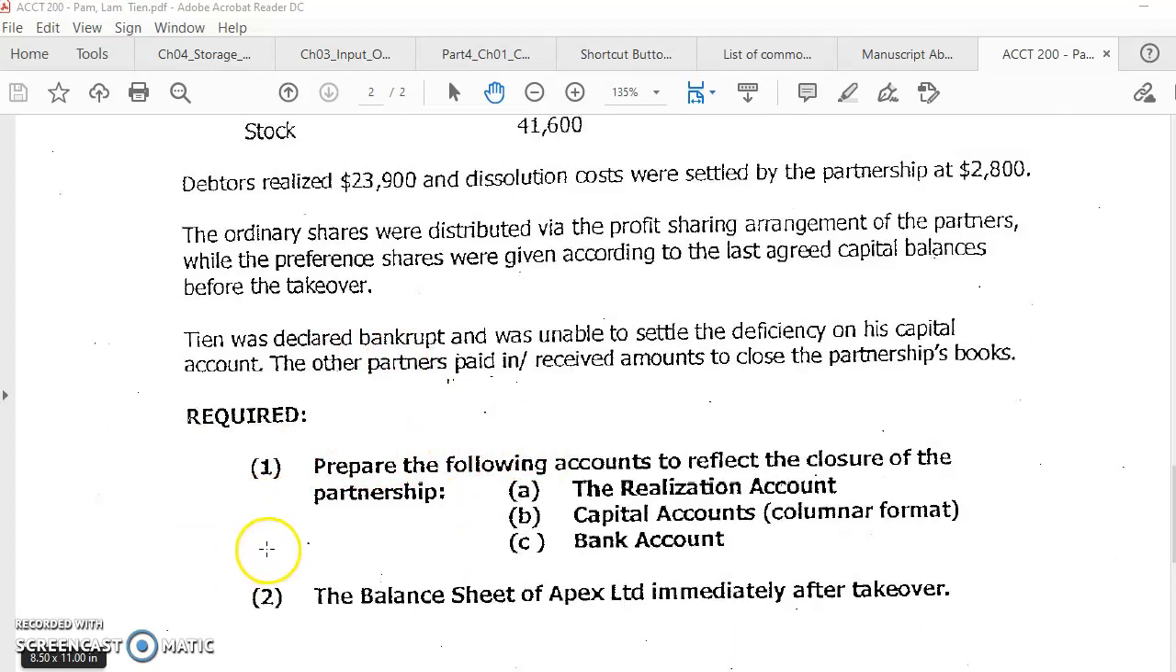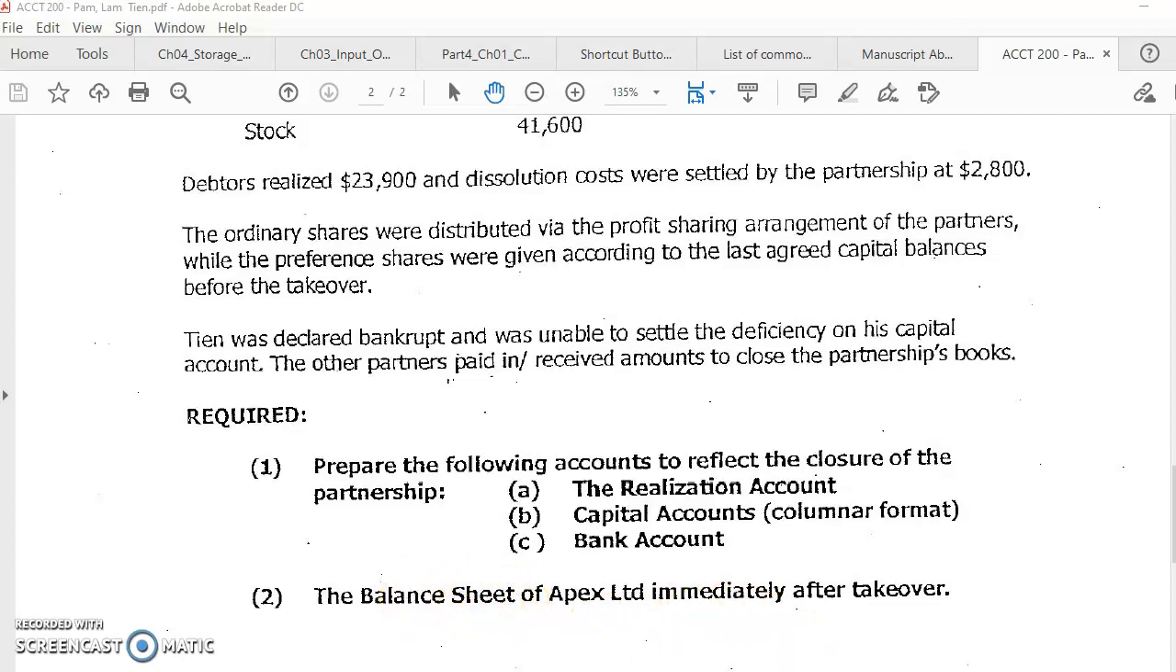So the requirements for this question: we will be preparing the following accounts to reflect the closure of the business. In other words, we'll be dissolving the business. Once you have done dissolution of partnerships, we will be following the same procedure for dissolutions, but with a slight modification because this is a takeover. So we are going to be doing the realization account, the capital accounts, and the bank account. And also the balance sheet of Apex Limited immediately after the takeover.